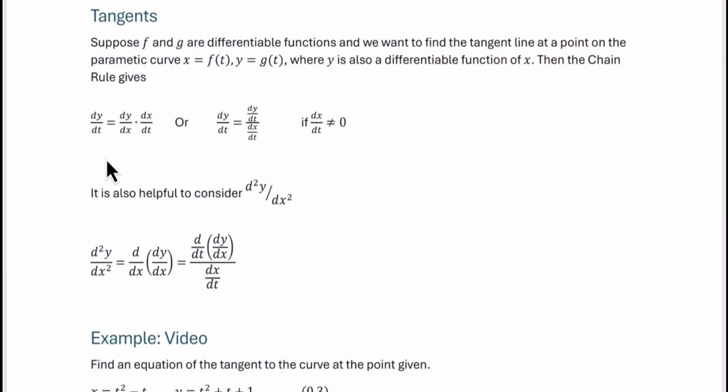Then we use the chain rule to find dy/dt. That is dy/dx times dx/dt. We could also write that this way: dy/dx is the derivative of y with respect to t divided by the derivative of x with respect to t, assuming that dx/dt is not 0. We still can't divide by 0. And then later, we can also look at the second derivative. Remember, the second derivative deals with concavity.